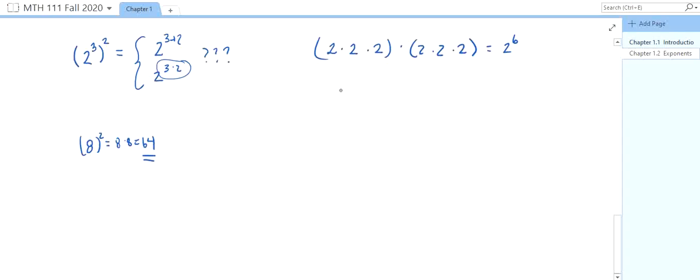Whereas 2 to the 5th equals 2 times 2 times 2 times 2 times 2, which is 2 times 2, which is 4, times 2 is 8, times 2 is 16, times 2 equals 32. 2 to the 5th equals 32. 2 to the 6th equals 64. So you can figure it out this way.